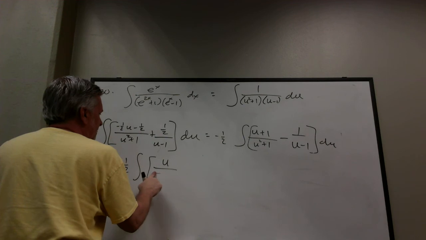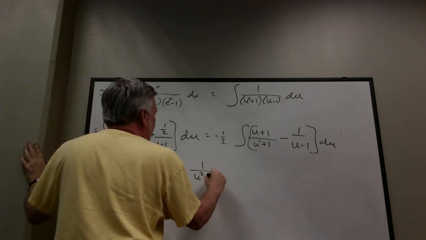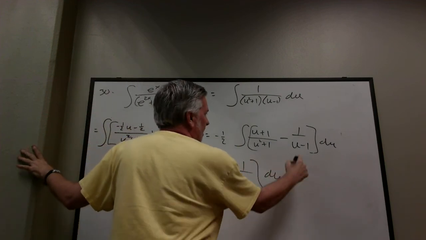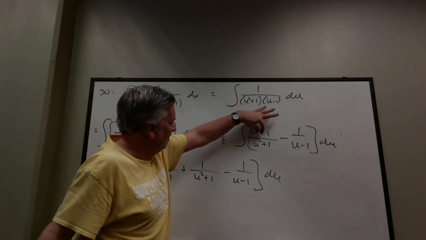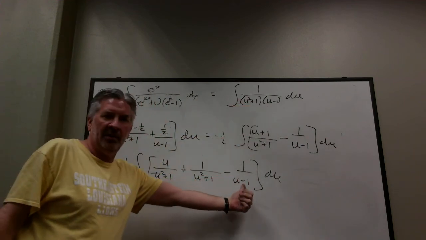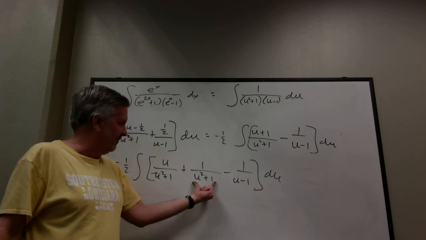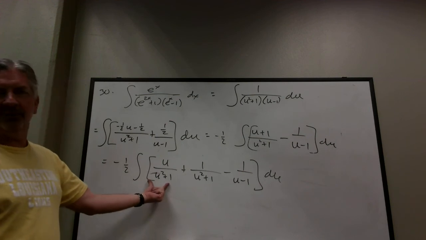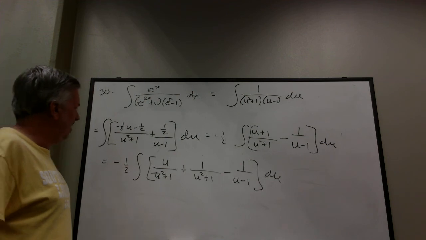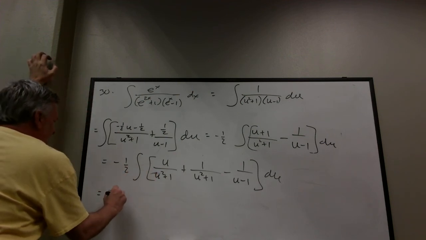u over u squared plus 1, plus 1 over u squared plus 1, and then minus 1 over u minus 1. So I left the last term alone. I broke this fraction up, u over that plus 1 over that. So this, we're okay, we know how to do that. 1 over u squared plus 1, we know how to integrate that, that's the arctan. So the only place to do any work is here. Okay, so just to emphasize, I'm only going to work on that one. Let me break up this integral.